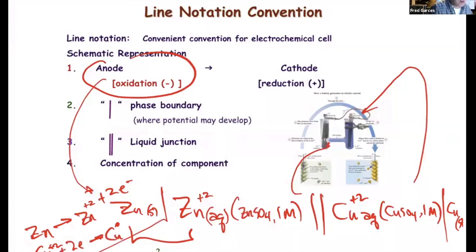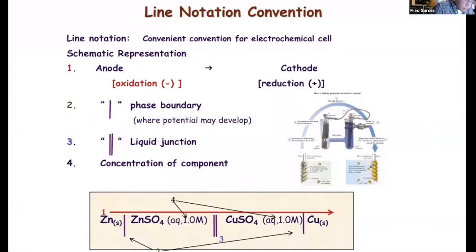So the line notation allows you to do that. Whenever you have a phase change, notice this is aqueous and this is a solid, then you need that line. Wherever there's a phase boundary, that is, it's connected by a salt bridge, you need that double line. So that's what we have right here. One is the anode, followed by the cathode. Anode first, cathode second. Two is the phase boundaries. Three is the liquid junction. You need to do that.